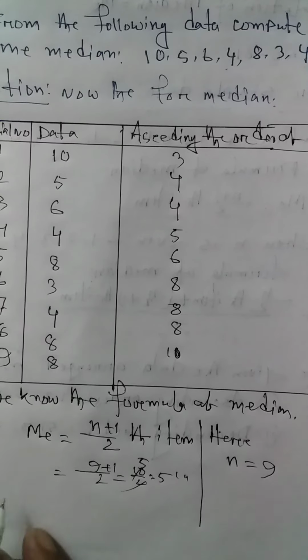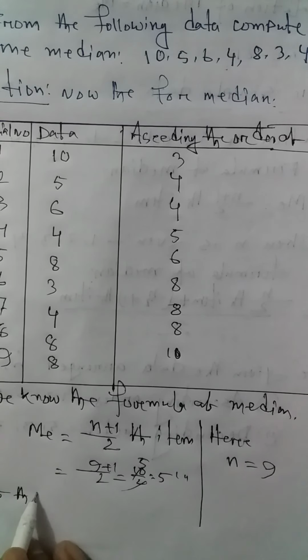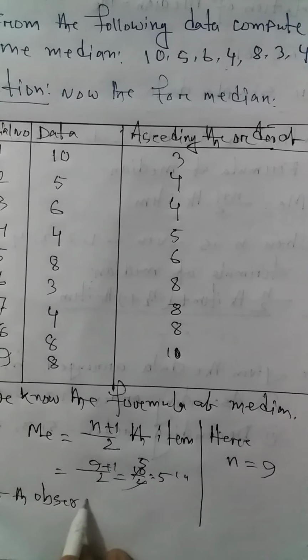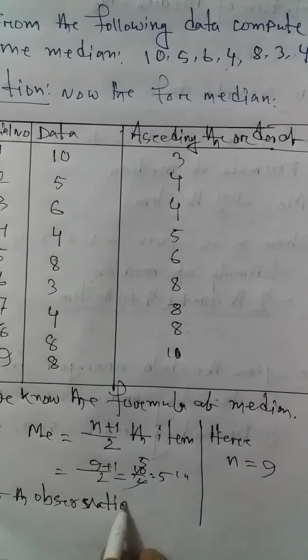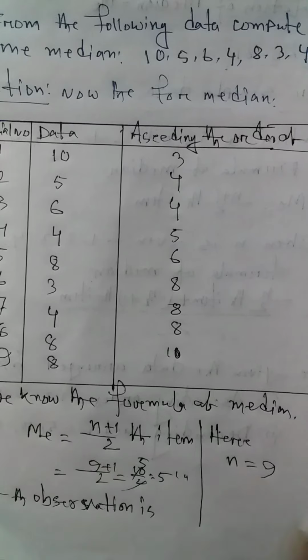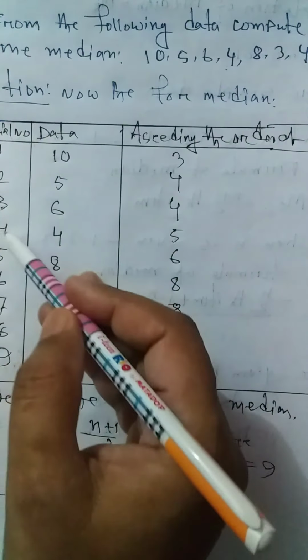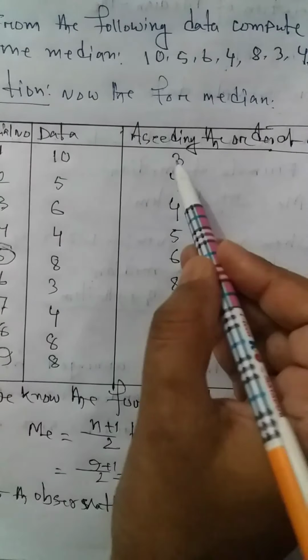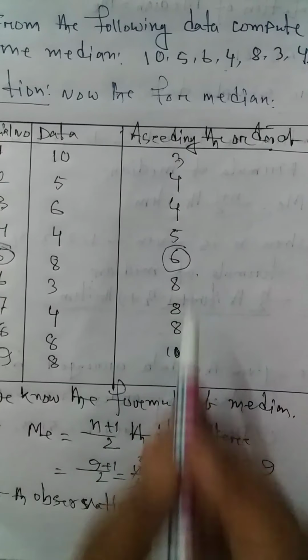Now write the 5th observation. What is the 5th observation? Counting 1 2 3 4 5, the 5th observation is 6.